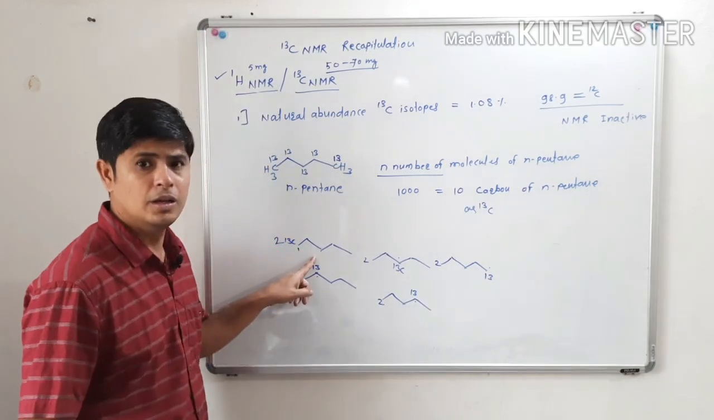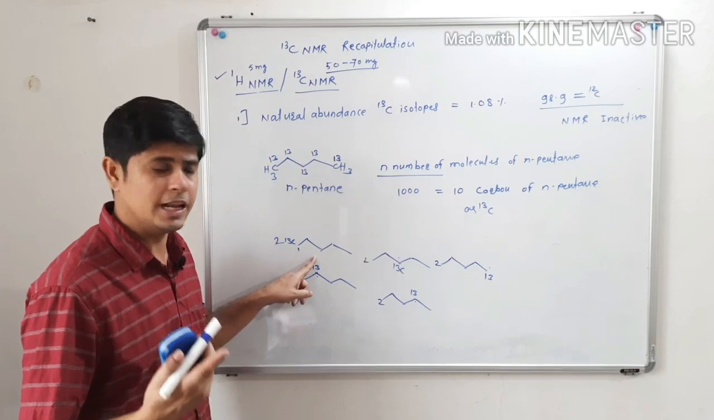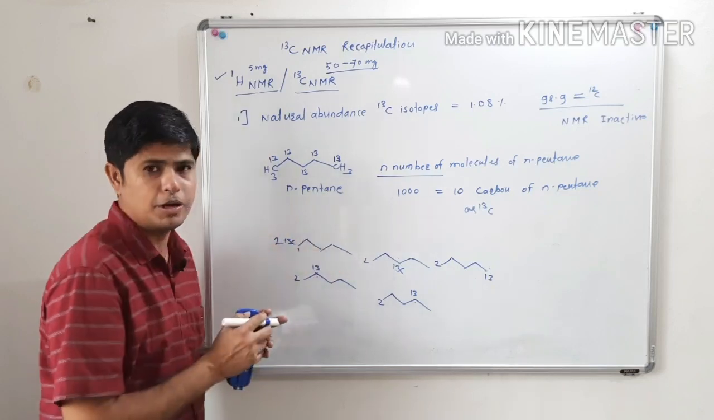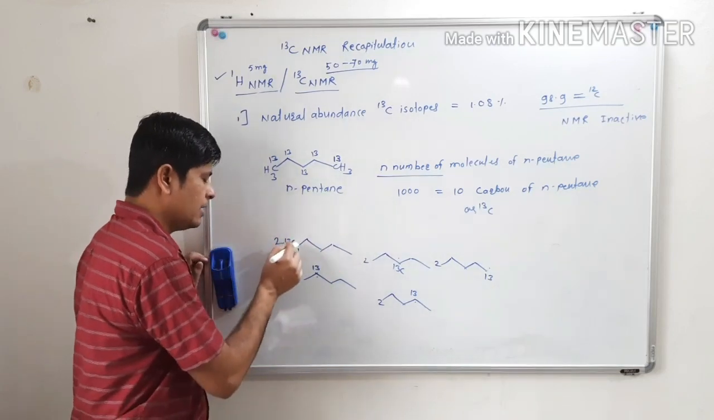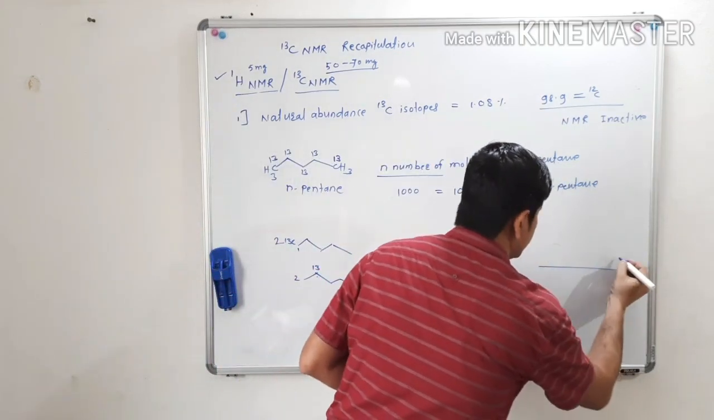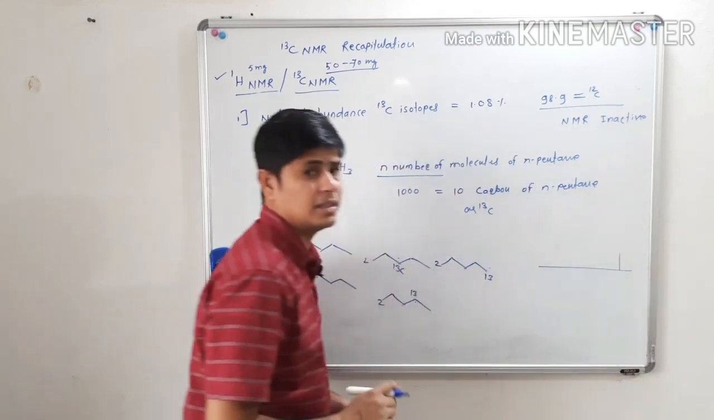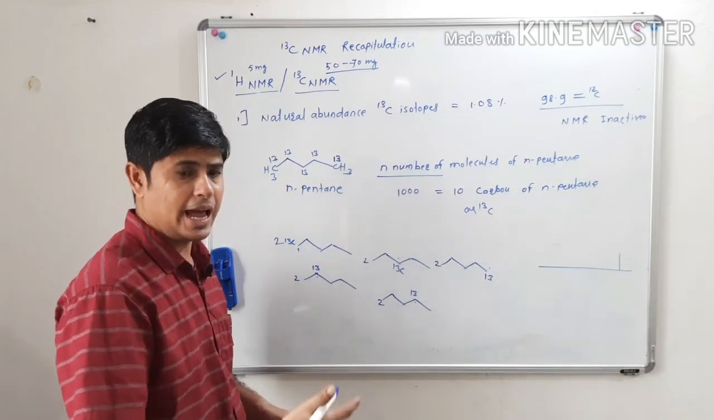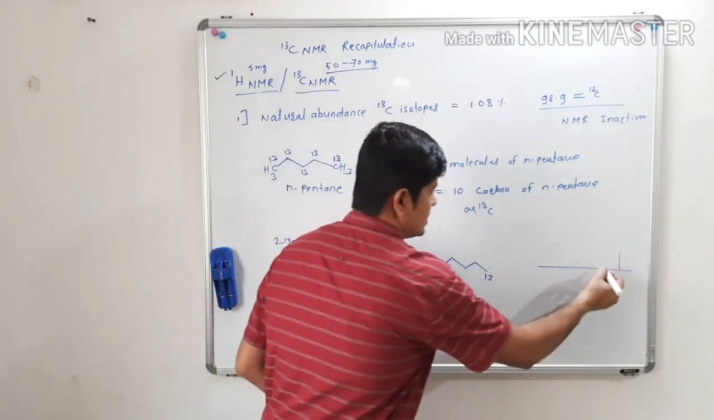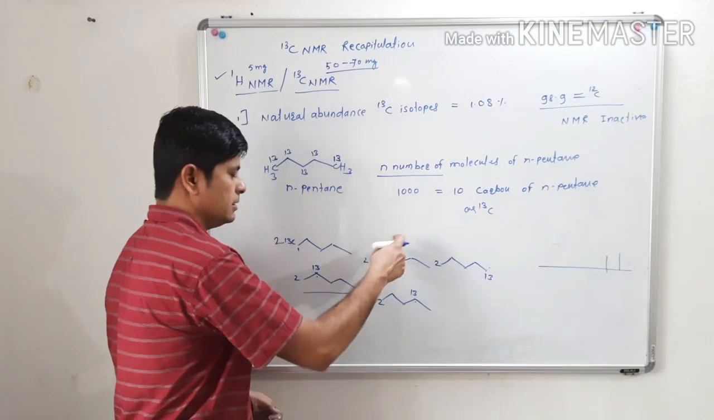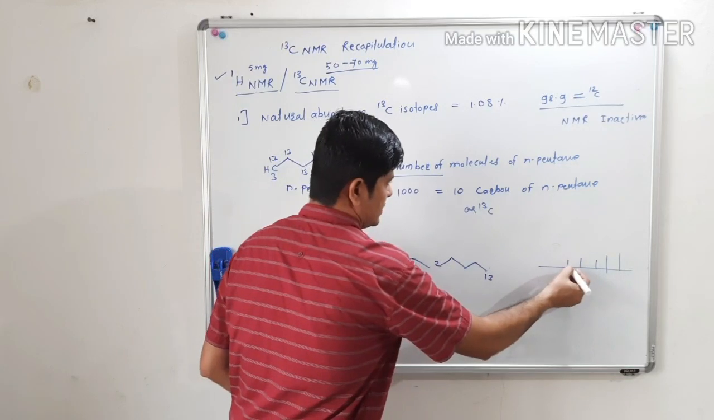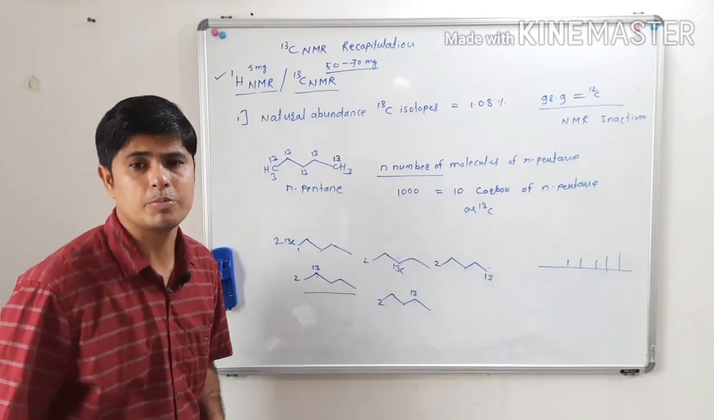So this molecule will give a carbon-13 NMR signal for carbon number 1. Those molecules which have carbon 1 as carbon-13 will give this signal for carbon-13. Now in the next scan, those molecules which have the second carbon as carbon-13, we will get that signal. In this way we will get a number of signals.